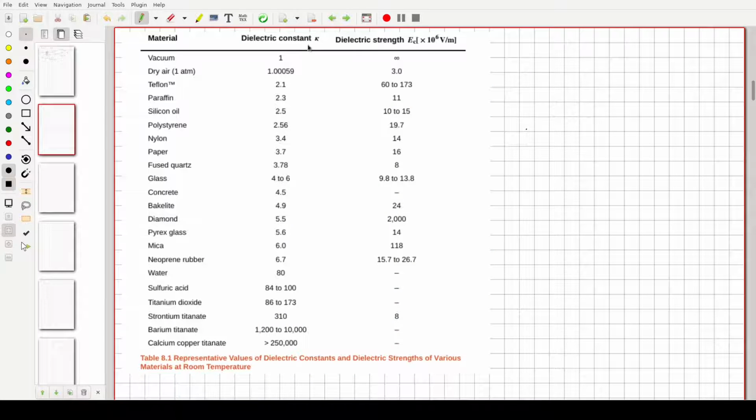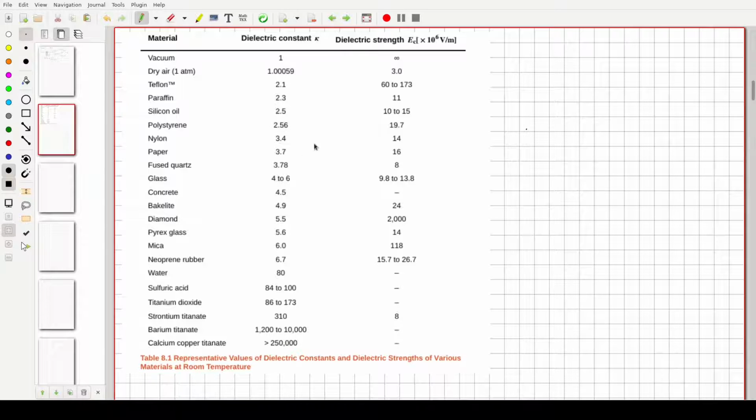Your dielectric constant kappa varies from vacuum, which would be nothing between the plates of your capacitor, your field is passing through empty space, if you will, to air, which is more or less a vacuum, to things like Teflon, paraffin, silicon oil, paper, water, sulfuric acid, barium titanate, strontium titanate.